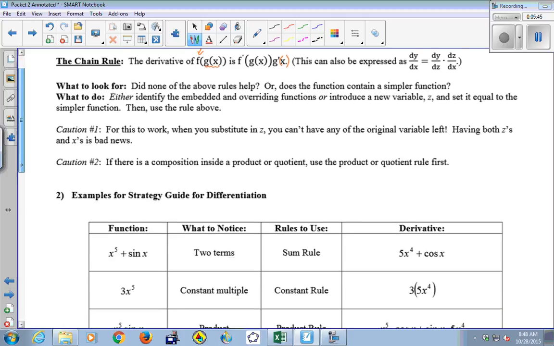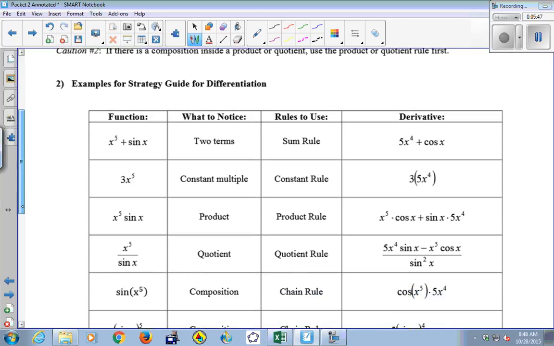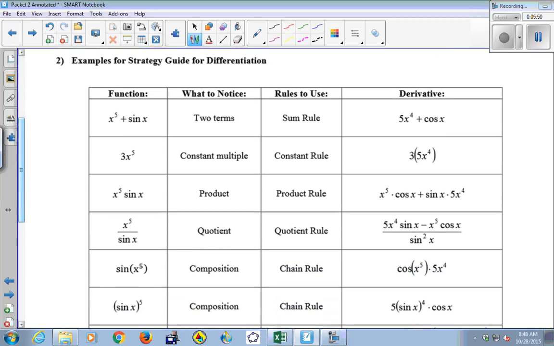All right, so some examples. x to the fifth plus sine x. We've got two terms, two functions being separated by addition, so you can just take the two derivatives separately. 5x to the fourth plus cosine x. 3x to the fifth. This is a constant multiple rule. That's 3 times x to the fifth. So you can just copy the 3 and then take the derivative of x to the fifth, 5x to the fourth. And then when you simplify, it becomes 15x to the fourth.